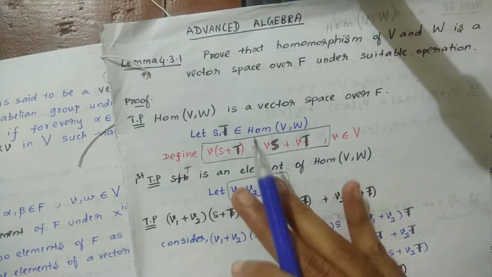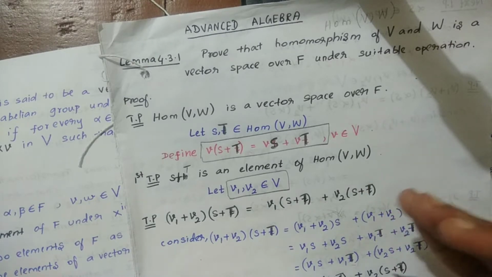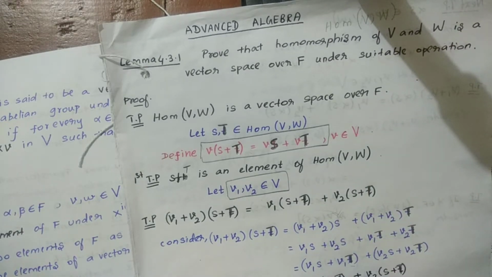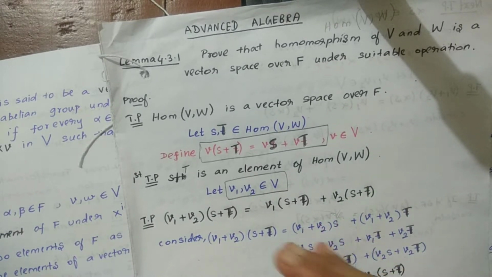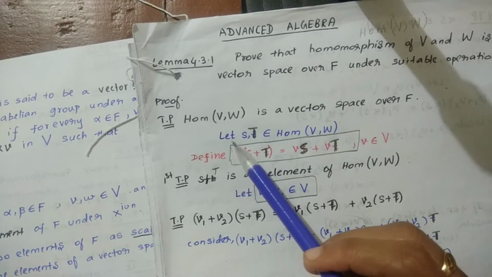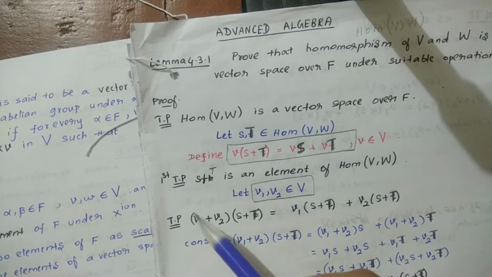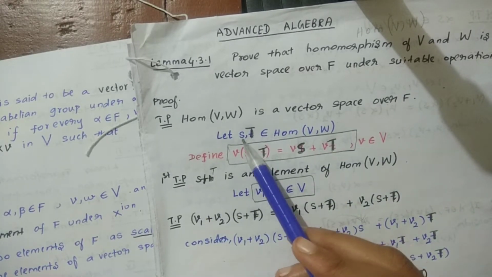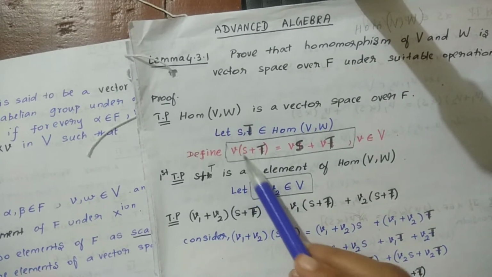Before that, you are taking an element from homomorphism of V comma W, that is S plus T, and you are going to say this S plus T belongs to homomorphism of V comma W. That is what you are going to do first. So let's see what happens next. You are taking two elements S and T belonging to homomorphism of V comma W. Now using these two elements, you are defining something. You are defining small v of S plus T.